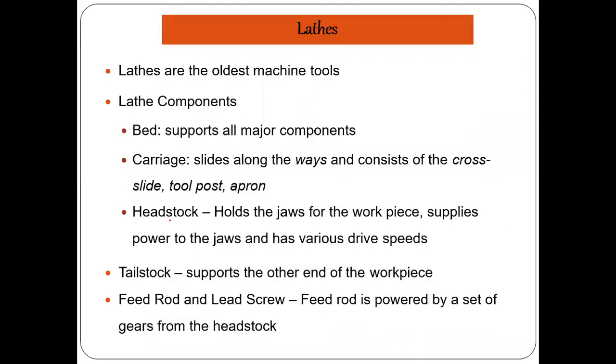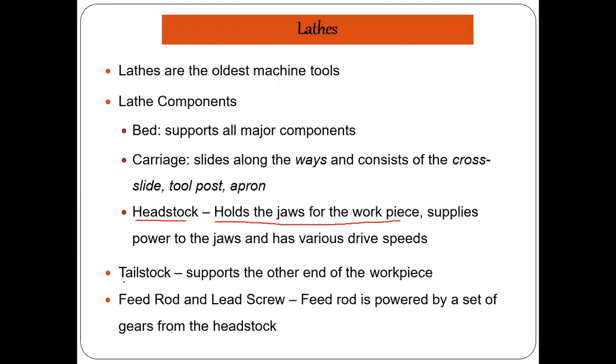Headstock. The headstock holds the jaws for the workpiece. Normally the headstock consists of different kinds of work holding devices, maybe chucks or face plates. So different kinds of work holding devices can be mounted on the headstock. The main purpose of the headstock is to hold the workpiece through jaws and supply the power. So power comes from here only, and the actual rotation of the workpiece happens in the headstock. Power transmission is in the headstock.